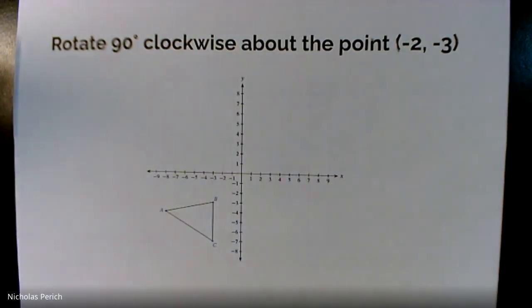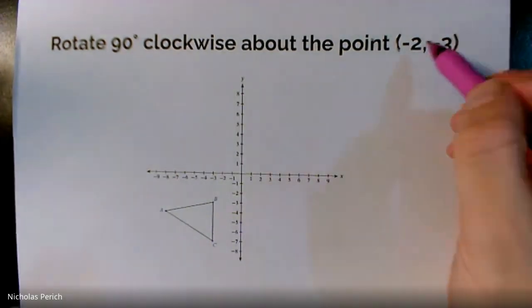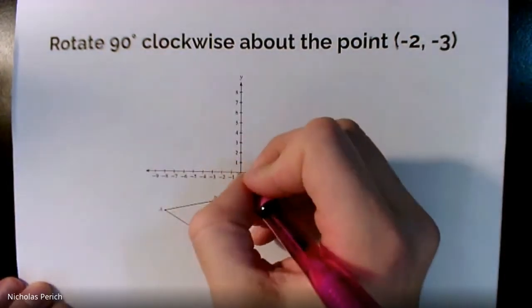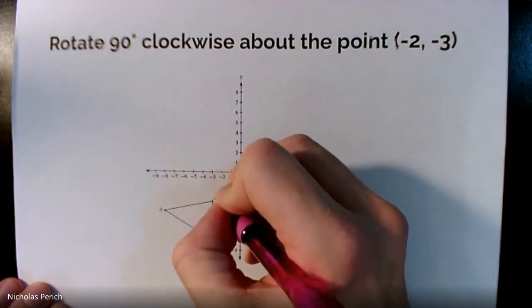You ready to do it again? We are gonna do it again. First, you find your point and put your point on the graph. Left 2, down 3, bippity bop.